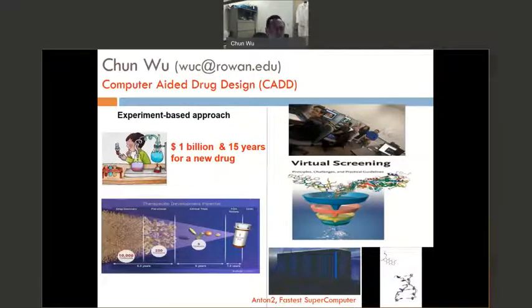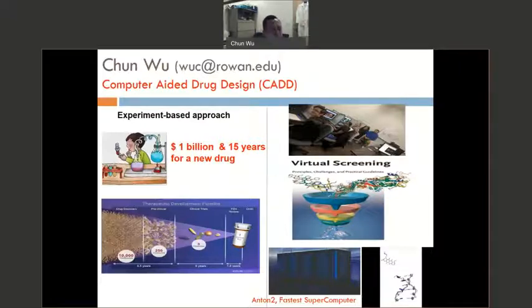Let me first tell you why we want to use computers for drug discovery. The traditional way is an experimental-based approach, which costs a lot of money and many years to develop a new drug. The fundamental reason is blind testing. Typically it starts from a large number of compounds. So you have to synthesize, purify them, and then move them into the pipeline: testing, preclinical trial, clinical trial, and hopefully you have a compound able to be approved by the FDA. But you see, you are spending a lot of time and resources on bad compounds.